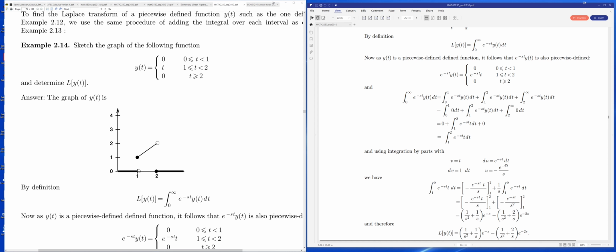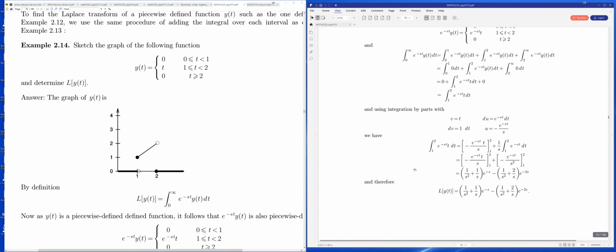And over here, what you do is you integrate the du, right? And when you integrate the du here, this e to the minus st would give you e to the minus st divided by minus s, which is this here, right? Okay, and the rest of it is just following through with the integration by parts.